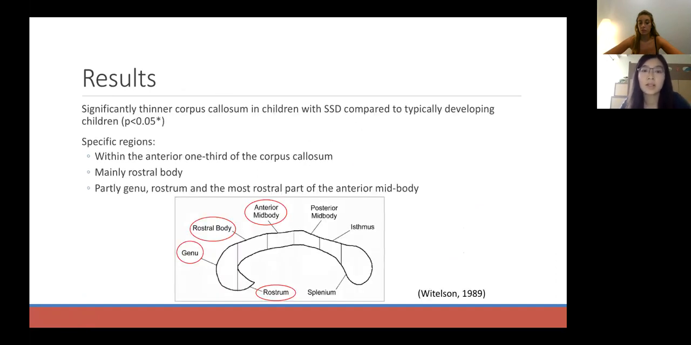Results suggested that the corpus callosum in children with speech sound disorders was significantly thinner compared to their typically developing counterparts, especially within the anterior one-third of the corpus callosum, mainly the rostral body.